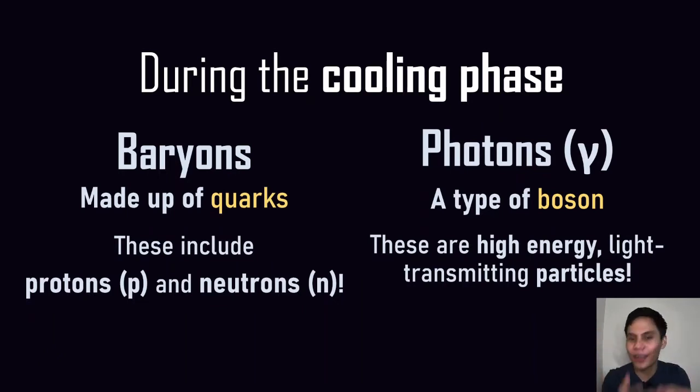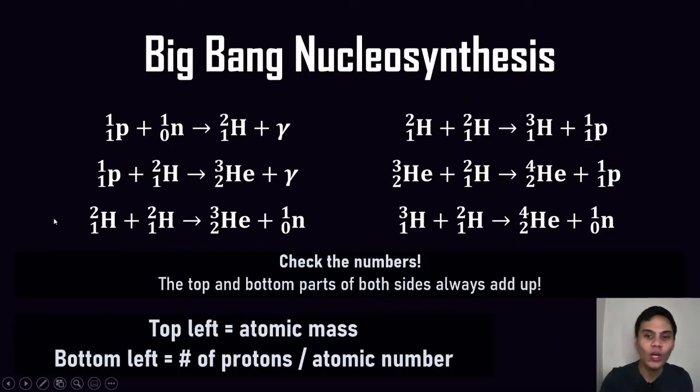So again, during the cooling phase, we got baryons already, but these protons and neutrons won't go together unless there's a particle of high energy that they can emit when they go together, and that's the photon. So again, your photons, symbolized by the gamma symbol, are high energy light transmitting particles which are usually emitted when you have baryons coming together. And that allows us to have the nucleosynthesis during the Big Bang. Now, this is just a series of nuclear chemical reactions. So we're looking at reactions between baryons that form atoms or nuclei.